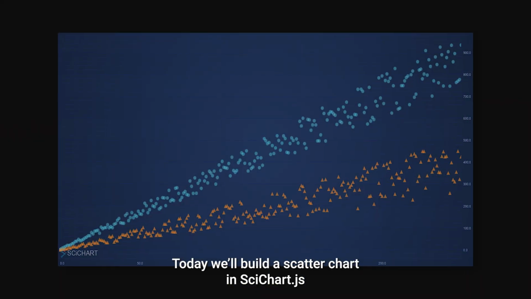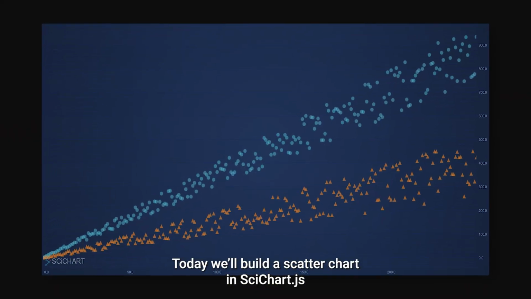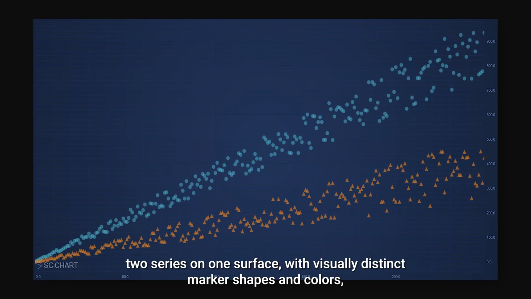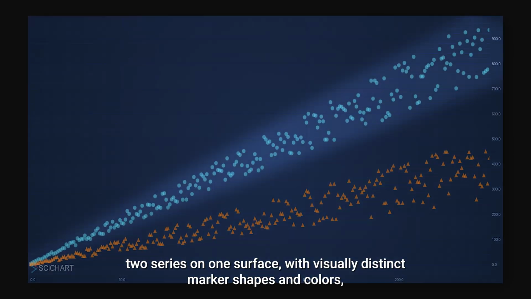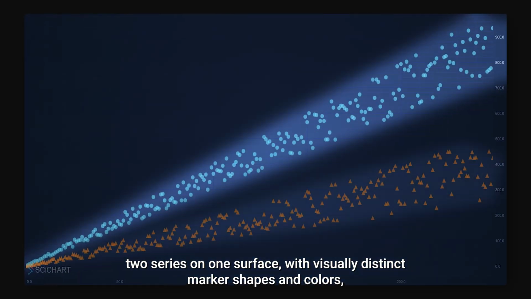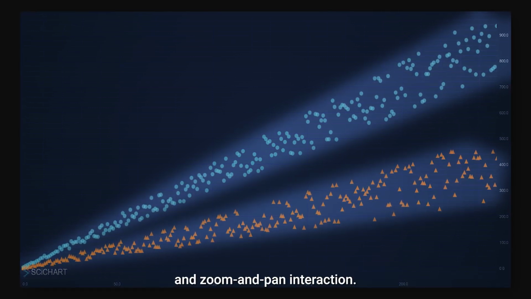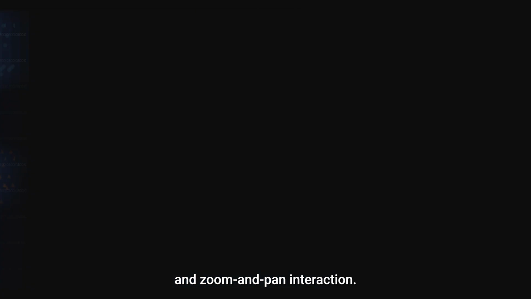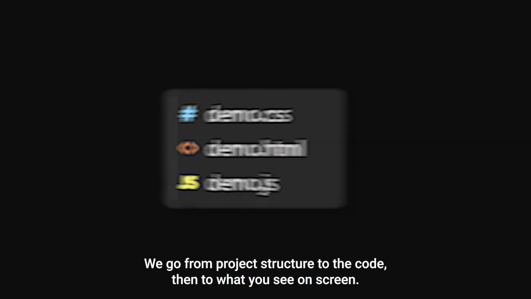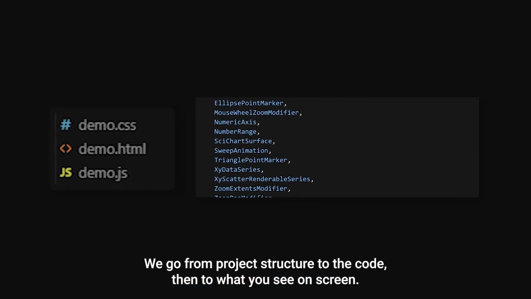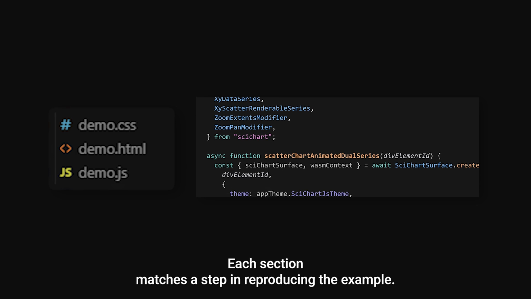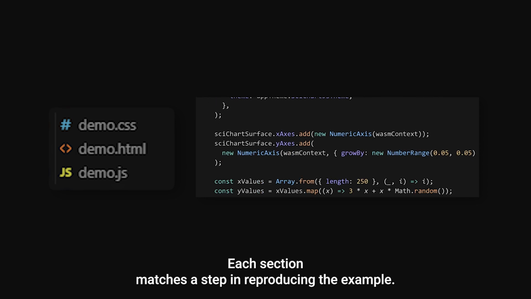Hello! Today we'll build a scatter chart in SciChart.js, two series on one surface with visually distinct marker shapes and colors, a sweep animation as the points appear, and zoom and pan interaction. We go from project structure to the code, then to what you see on screen. Each section matches a step in reproducing the example.